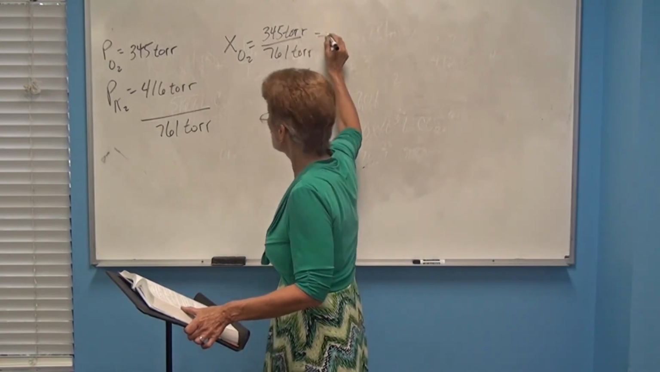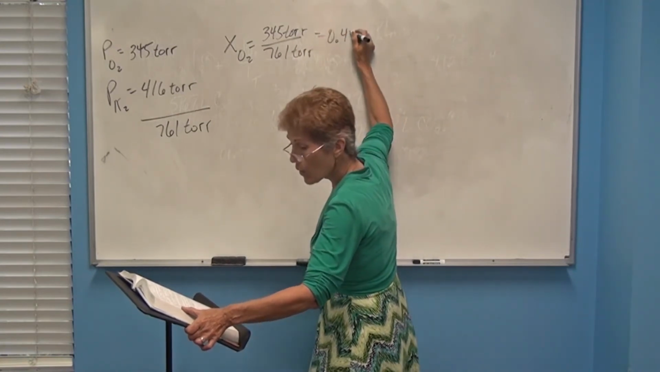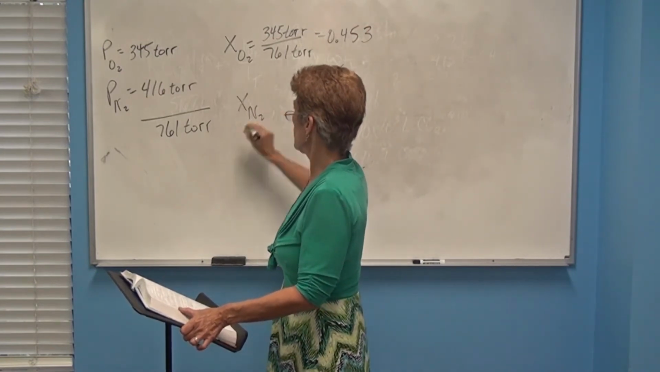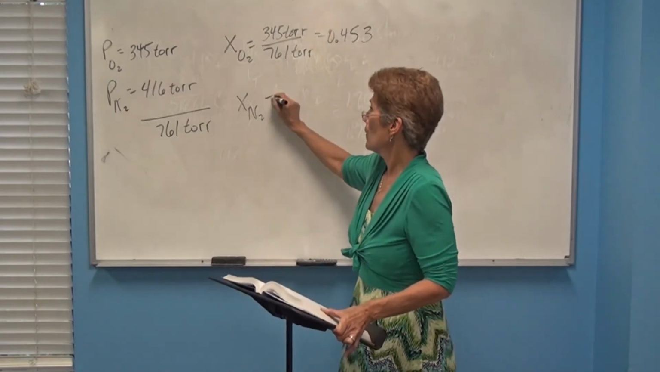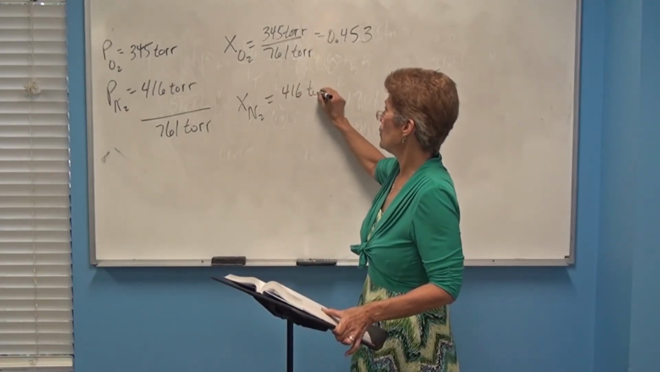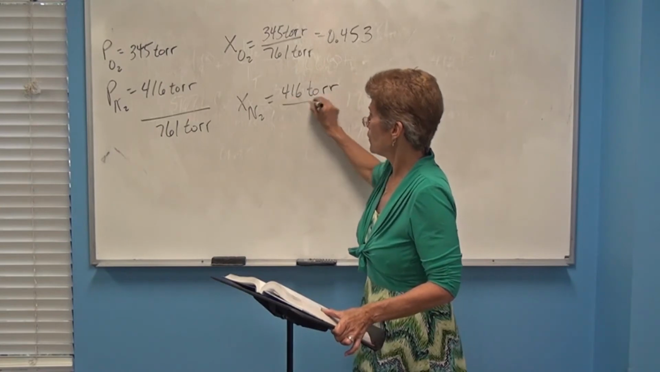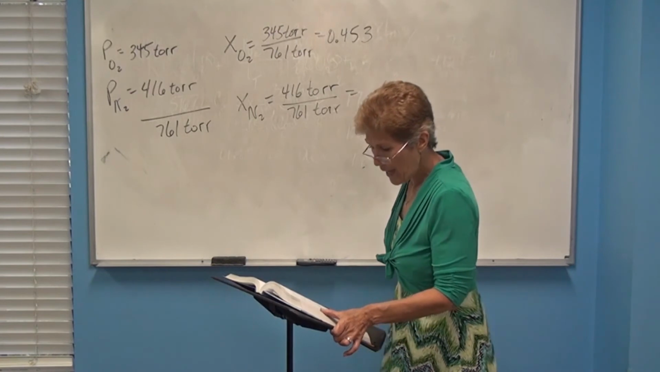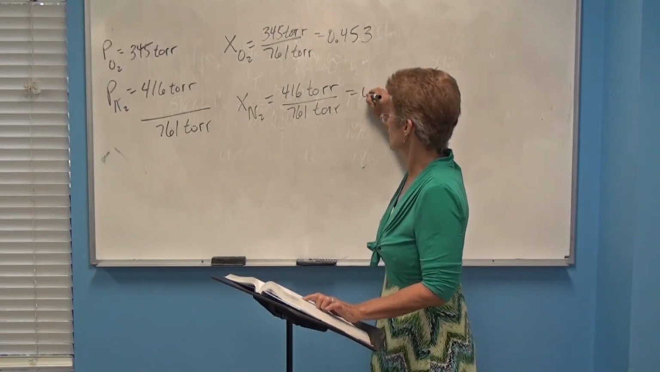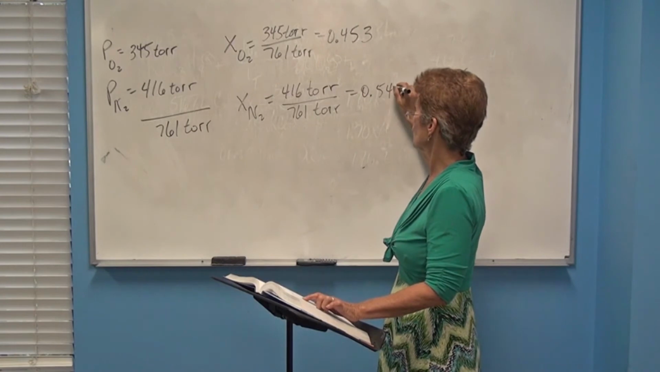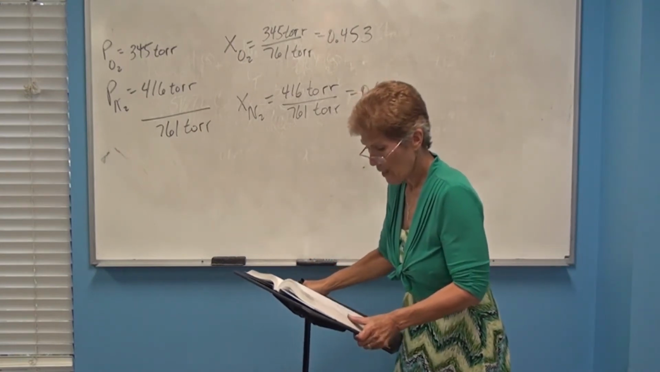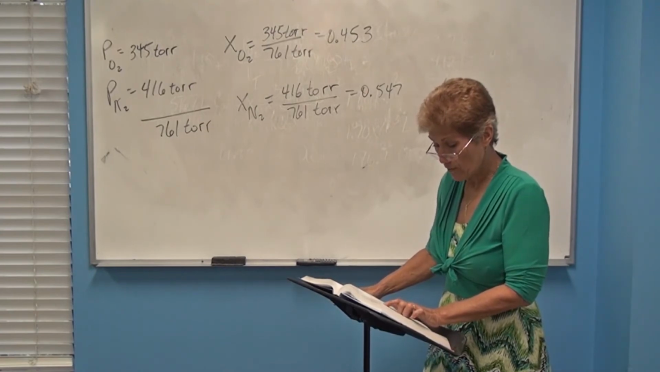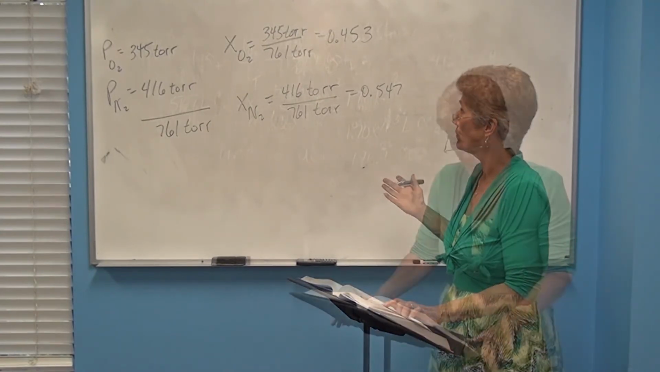3 significant figures each. It's going to give us 0.453. And then for nitrogen, we're going to go 416 torr divided by 761 torr. And that gives us 0.547. And for this one, it just asked the mole fraction for each gas, so you're done. That's all you had to do.